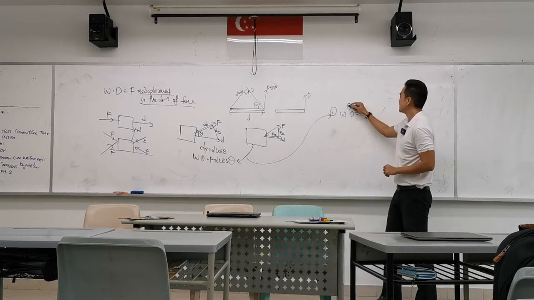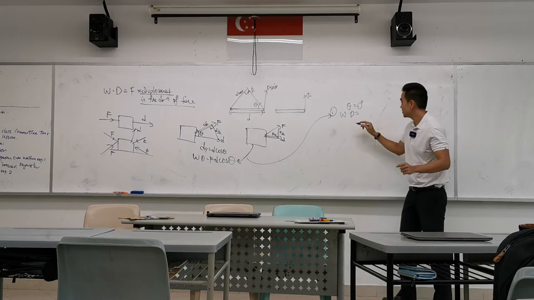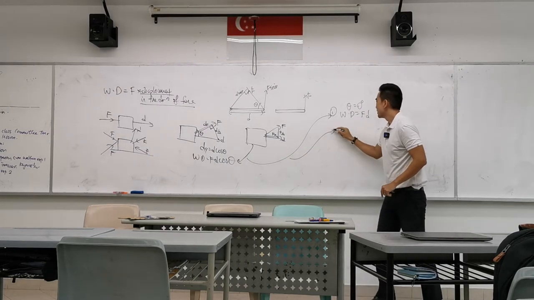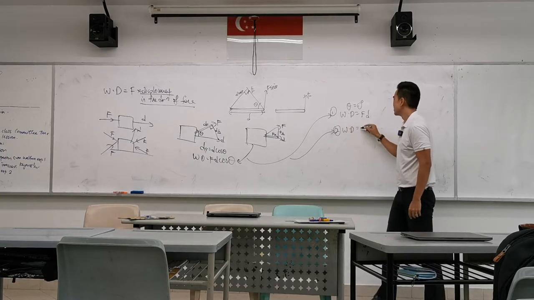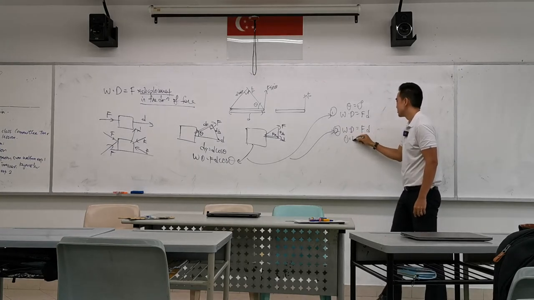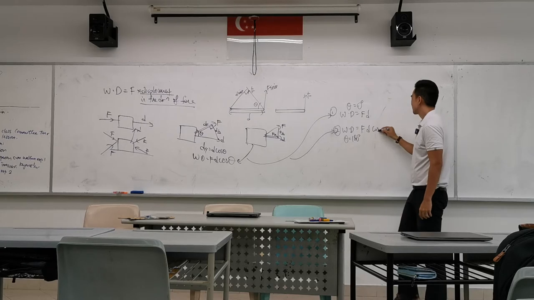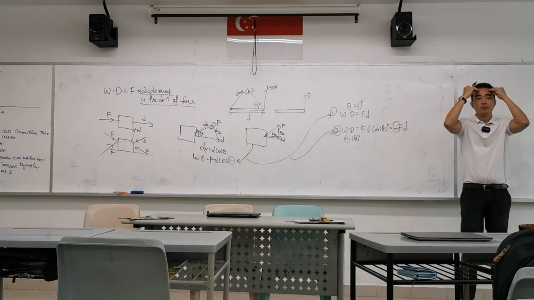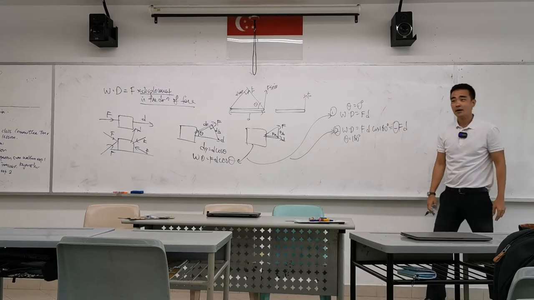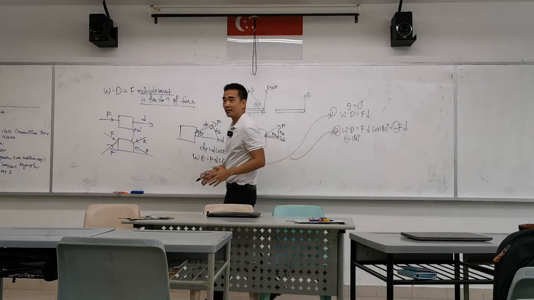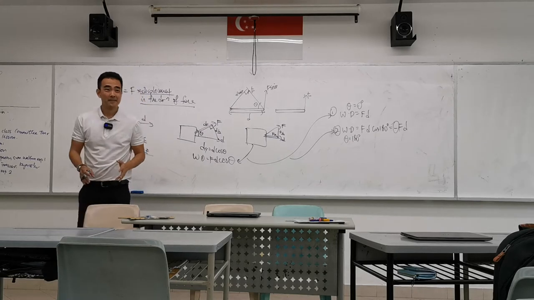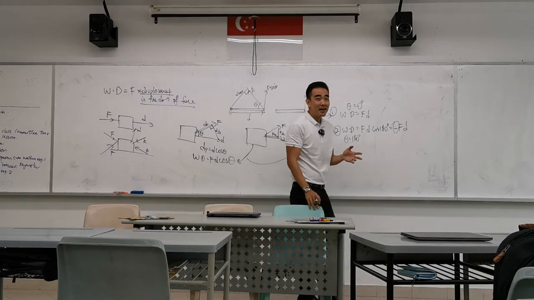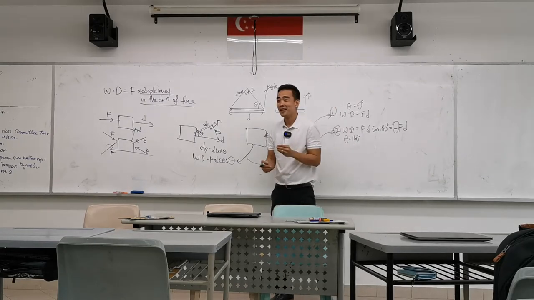Implication one. If theta is equals to zero, that's the exam La La Land situation, Wd equals to Fd, simple. Now, two, if theta equals to 180 degrees, cos 180 degrees is equals to negative one, so work done is negative Fd. Why do you have a negative sign? Now work done becomes a vector quantity. I thought work done is scalar. How come got negative?